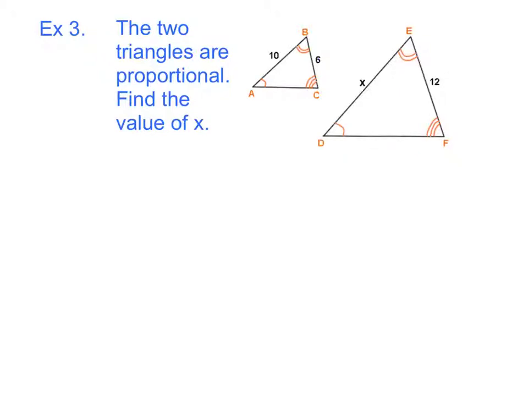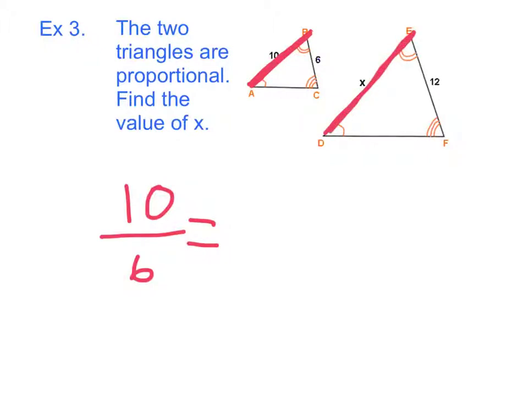So example 3. The two triangles are proportional, so we need to find the value of x. When we have two triangles that are proportional, we can set up a ratio of the sides. So with our little triangle, we see we have a 10 and a 6 for sides. And then what I'm going to do is find the corresponding values in our big triangle. If I'm looking at my little triangle where I had my 10, the corresponding side would be this one right here. So I'm going to put x on top because that's where 10 was. So 10 and x are corresponding sides, and then 6 and 12 are corresponding sides.